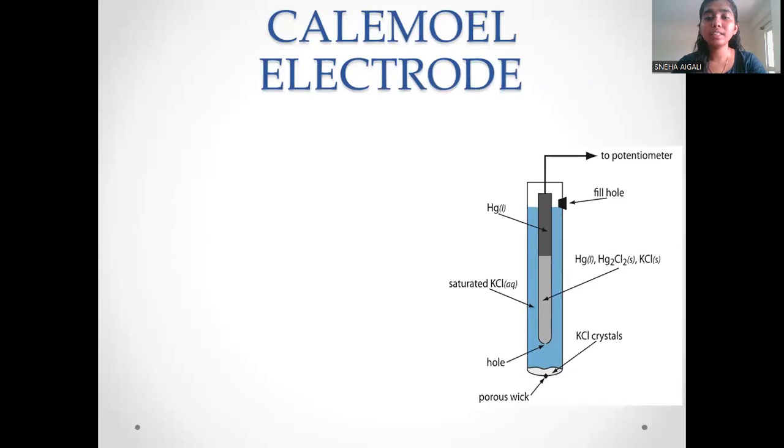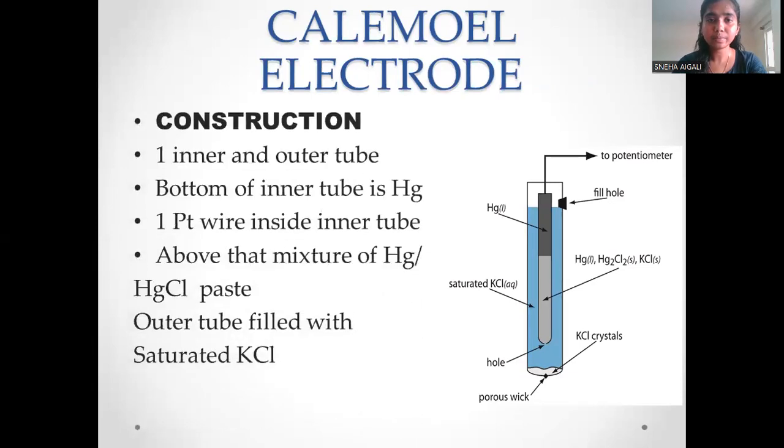Now next, here we have the construction of the calomel electrode. The calomel electrode consists of two tubes. First, the inner tube and the outer tube. At the bottom of the inner tube, we have a paste of Hg, that is mercury. Above that, we have a mixture of Hg and Hg2Cl2, that is mercurous chloride paste. Within the inner tube, we have a platinum wire, which is used for external connections. The inner tube is immersed inside the outer tube. The outer tube is filled with saturated KCl, or we can even say a known concentration of potassium chloride.